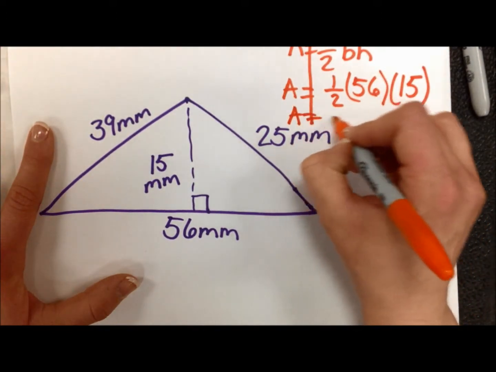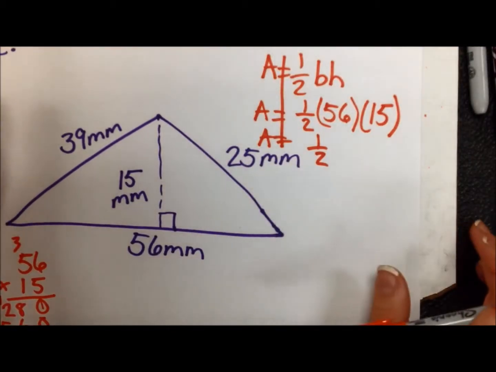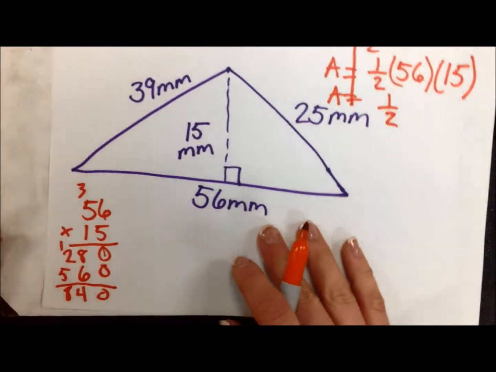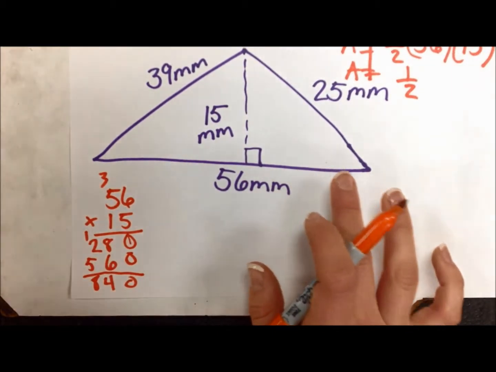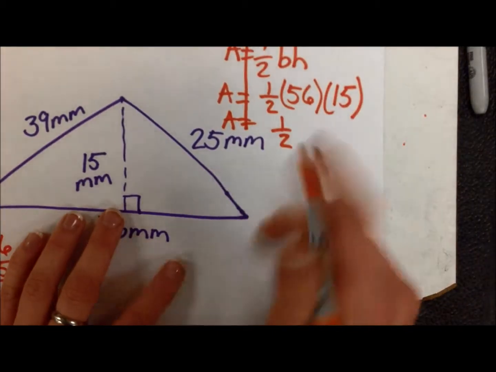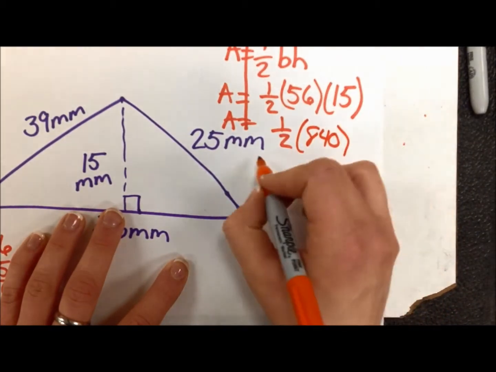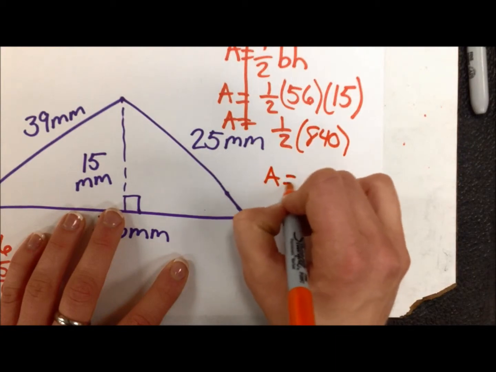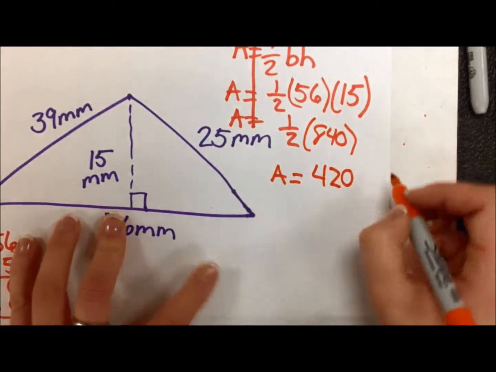So area is equal to 1/2 of, okay, and after you do the math, 56 times 15 is 840. 840 divided by 2, it would be 420. So I'm just going to put that 840. So area would equal 420 millimeters squared.